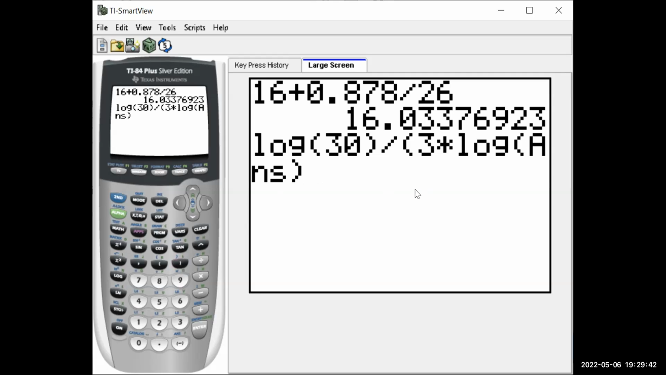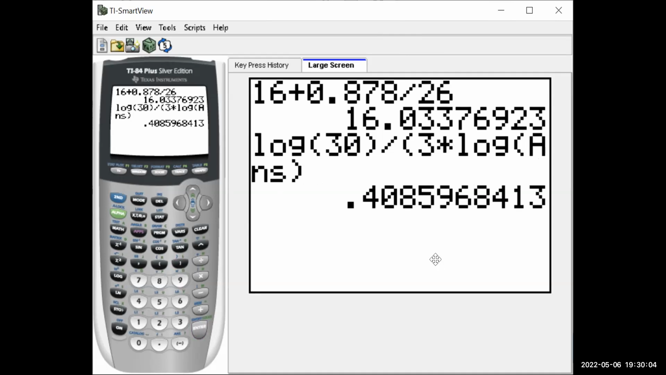Now, the reason why you have to have the parentheses, without it, if you just put log 30 over 3 times log of the answer, then from left to right, it would go log 30, divide by the 3, and then take that answer and multiply by the log of the 16. It wouldn't divide by the whole thing.